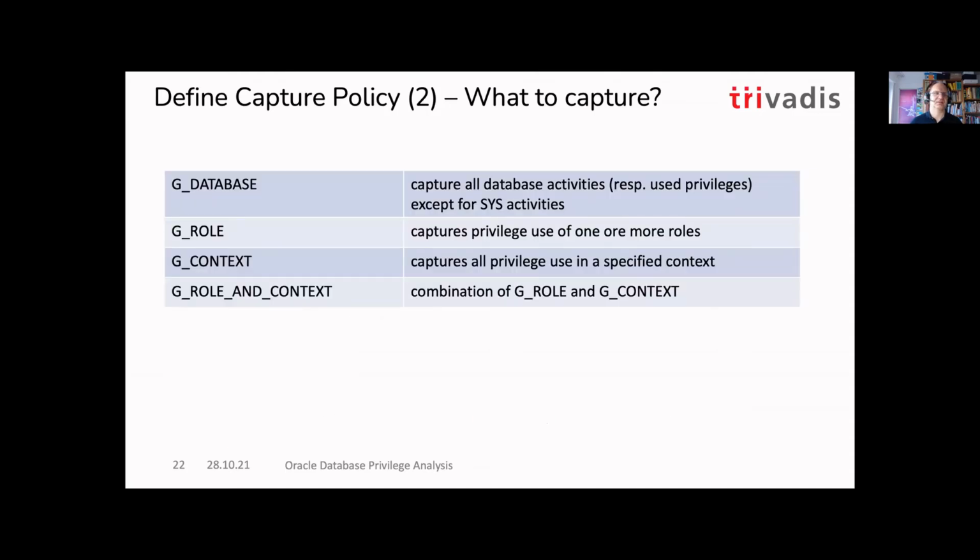So we have 4 options for capturing. One is database, so all activities. Role means activities for a role. So you can check if your application has got DBA privileges, you can check which DBA privileges are really needed. Context, so you have user context, we'll see that later. And you can combine role and context.